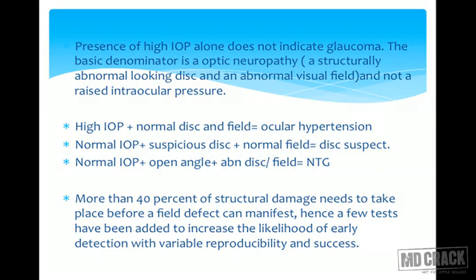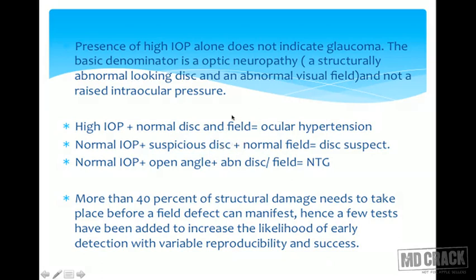But at least a structurally abnormal or a suspicious disc is the most important for the diagnosis of glaucoma and not intraocular pressure. Now we come to the three permutations which we can consider to understand the concept easily. First is high intraocular pressure with normal disc and normal field. Just like a high measurement of blood pressure, it is called an ocular hypertension.